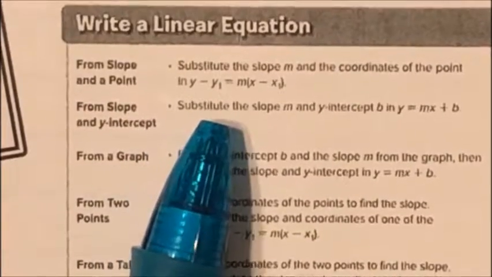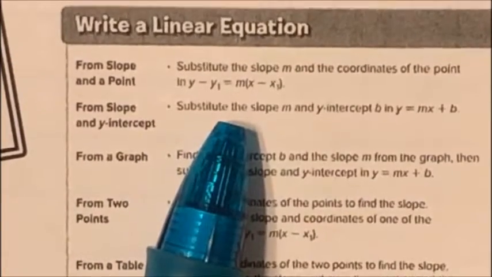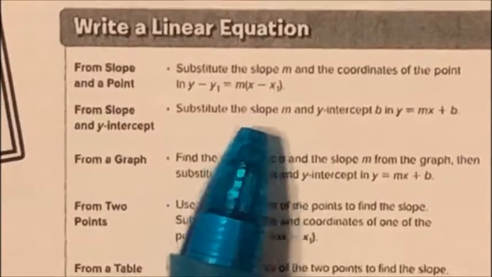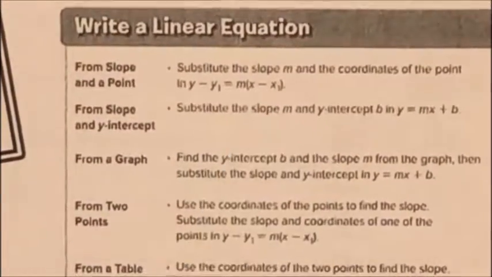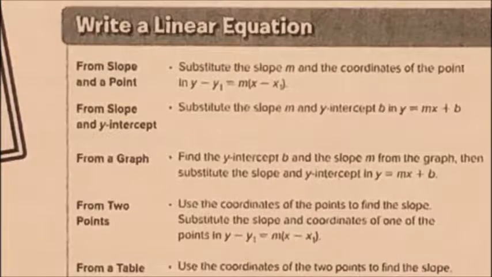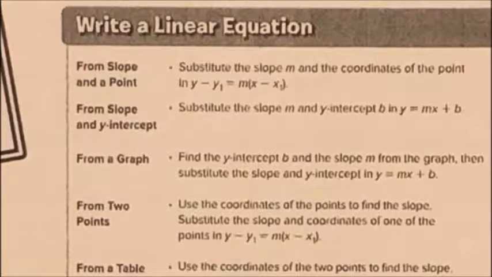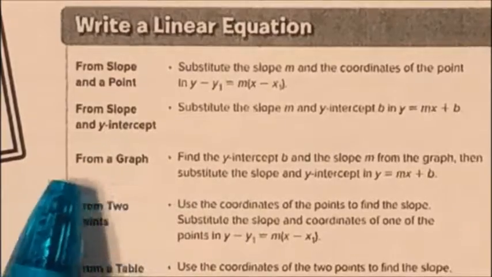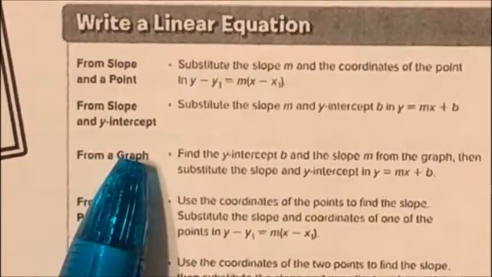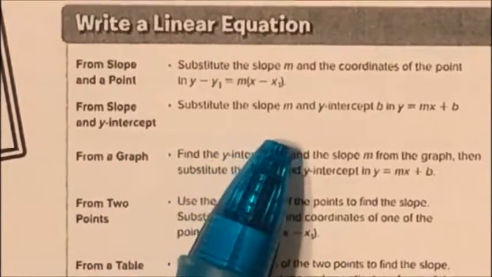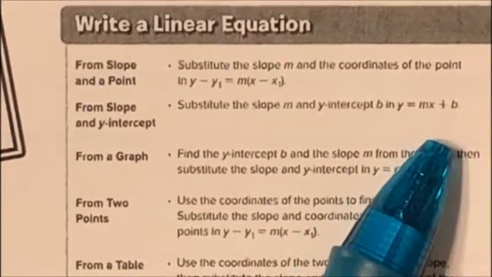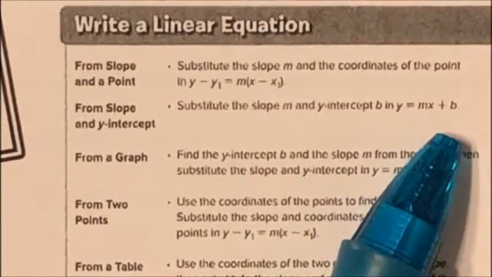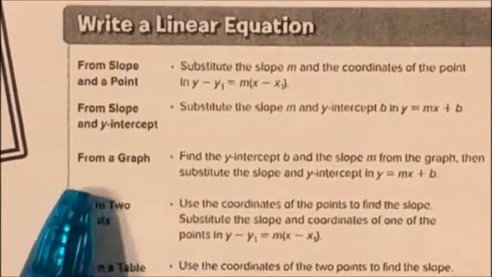y minus y1 equals m times x minus x1. Remember, m was our slope, where x1 and y1 are going to be the point that is given. You can also write a linear equation when you're given a slope and the y-intercept. You substitute the slope m and y-intercept in y equals mx plus b. Very simple. Remember, b was our y-intercept, m was our slope.